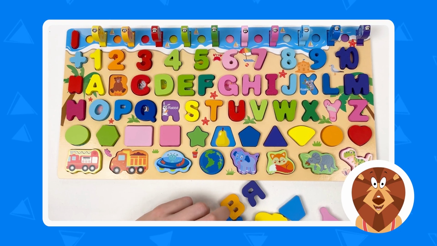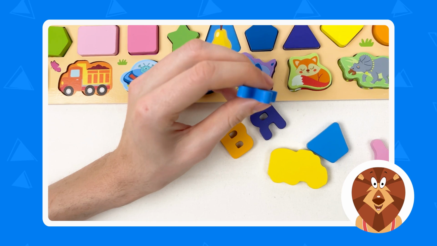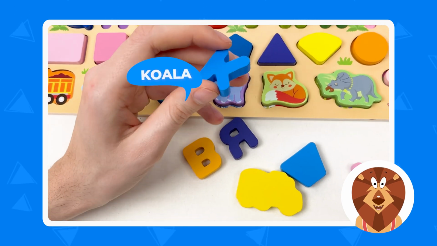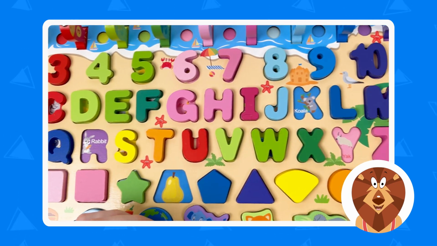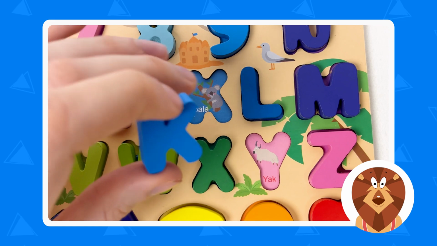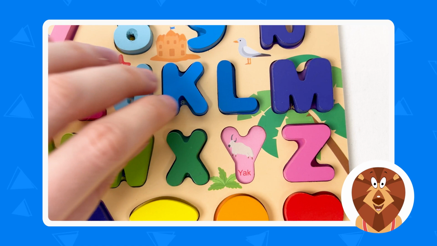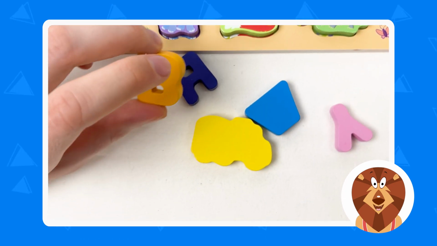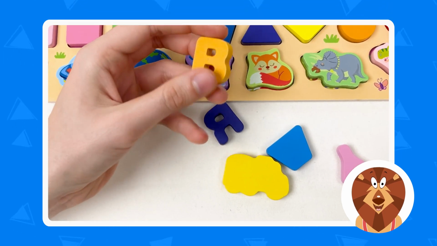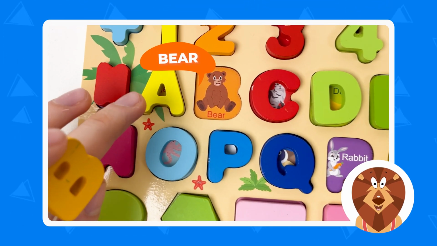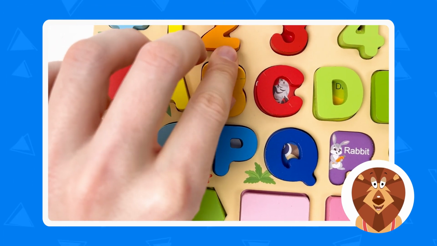And let's go through the letters. The letter that we have here is letter K. And we need to find the koala. And where is the koala? Let's look. Can you see the koala? Yes, it's here, the koala. And this letter K. Okay, great. And let's take the next letter. We have the letter B. And who represents that letter? B. It's bear. So we can place this letter here.